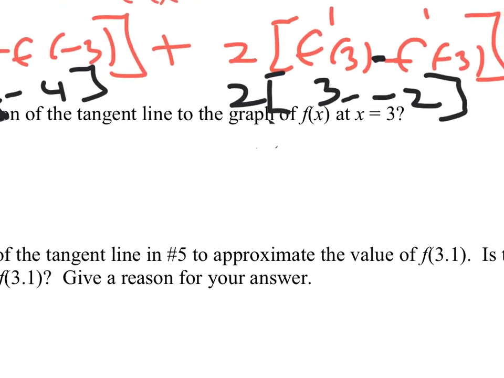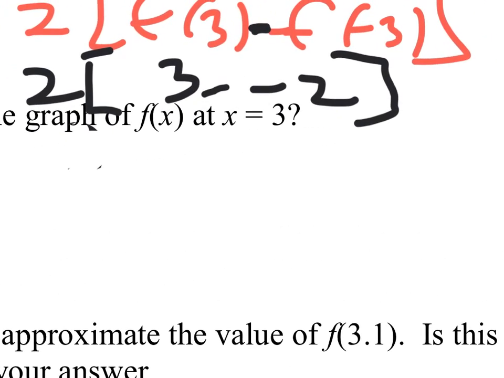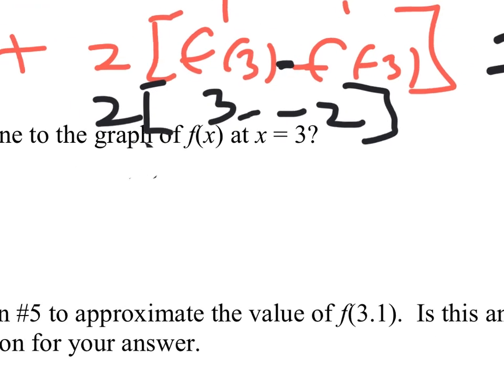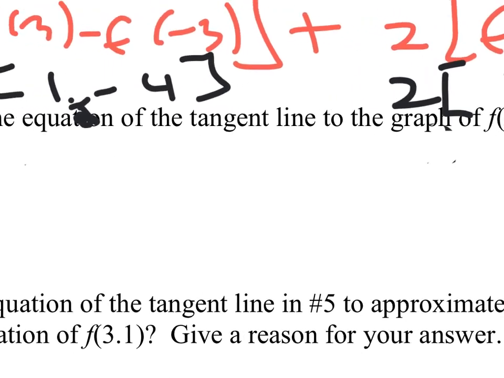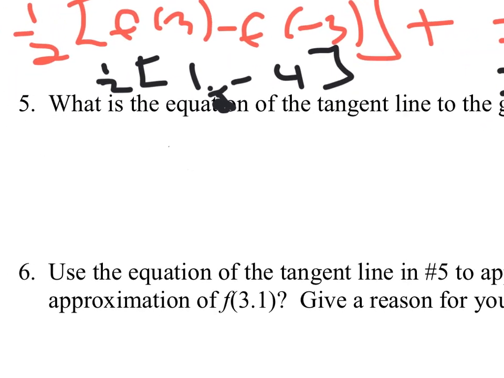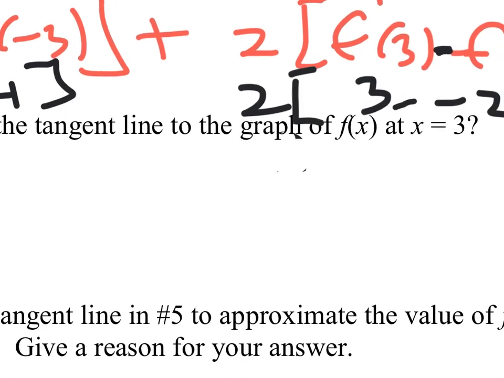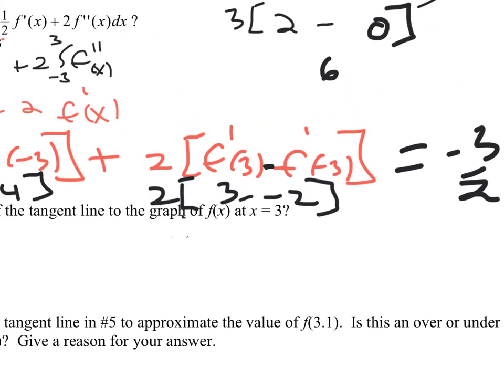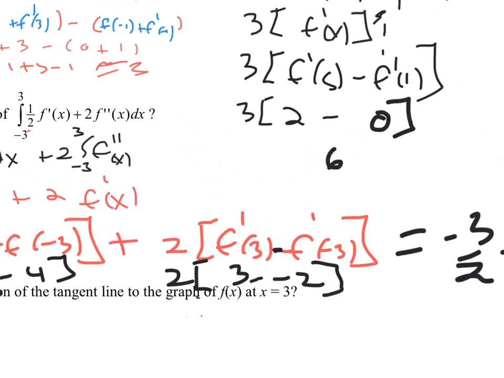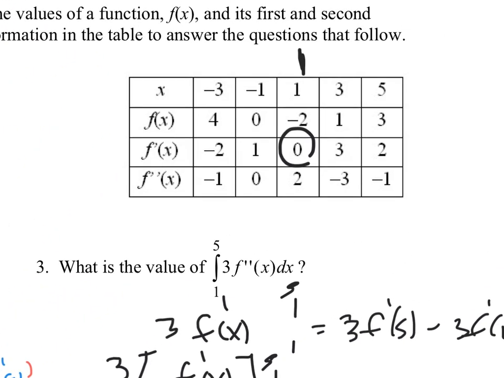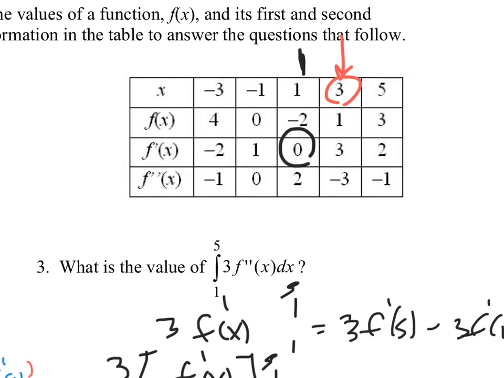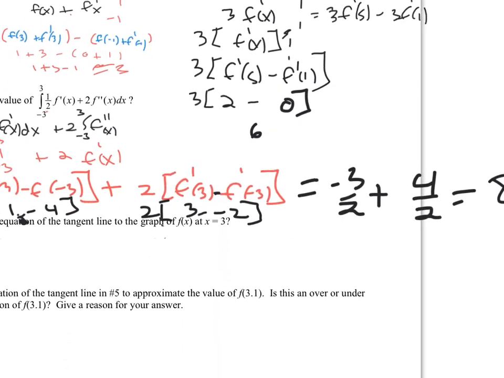What is the equation of the tangent line to the graph of f of x at x equals 3? Why does that look like nothing in this lesson? Because we're looking at 3, and I want the equation of the line here at x equals 3. So I think she's right.